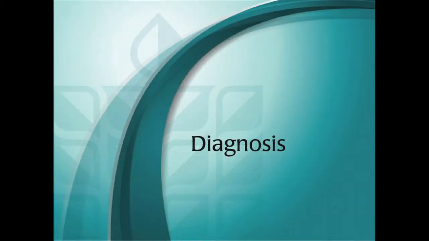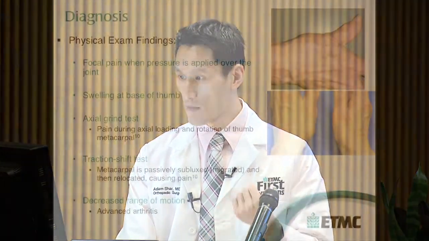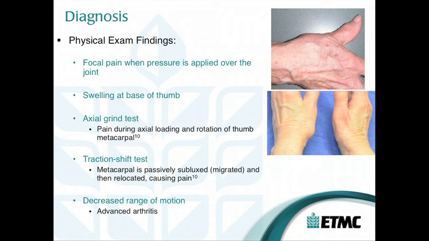So how do we diagnose it? I start by talking to the patient and trying to get a history of what things cause the pain, how bad it is, how long it has been going on, and what you have tried so far, and then I examine the patient. So there's focal pain where pressure is applied over the joint, and swelling at the base of the thumb.